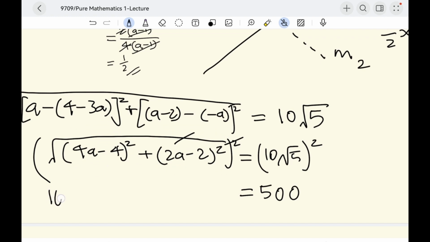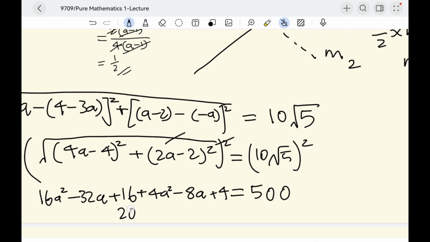So I have 16A square negative 32A plus 16. For this, I have 4A square negative 8A and plus 4. Okay, so now you expand and simplify, you should obtain a quadratic equation. So I have 20A square negative 40A, 20 minus 500, which is negative 480.